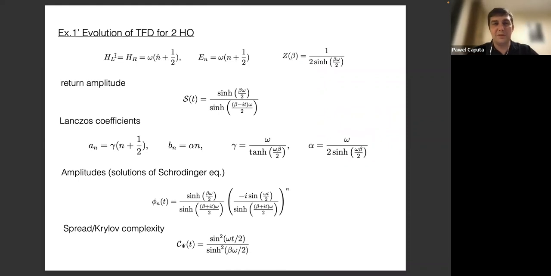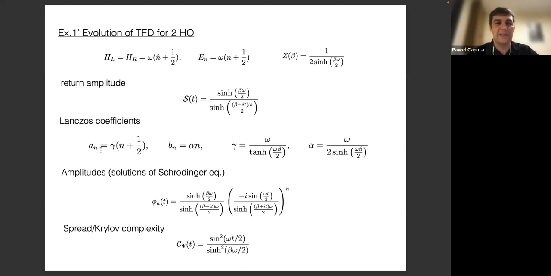Let's take the thermofield double of 2 harmonic oscillators. So we take this left and right to be just a number operator plus 1/2 with some frequency omega, and the energies are omega times n plus 1/2, and then the thermal partition function is just 1/(2 sinh(beta omega/2)). In this case, the return amplitude, or this log-Schmidt amplitude I was telling you about, is just this partition function at beta minus i t over the partition function at beta. And actually, you can easily compute the moments of this return amplitude and extract directly from these the Lanczos coefficients.